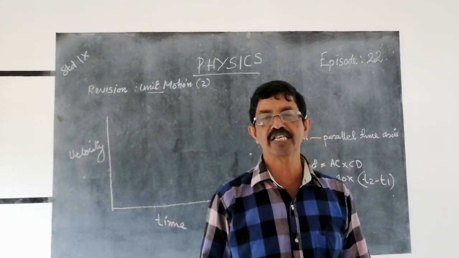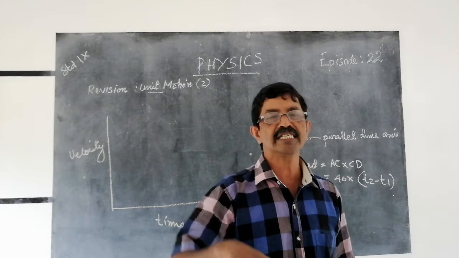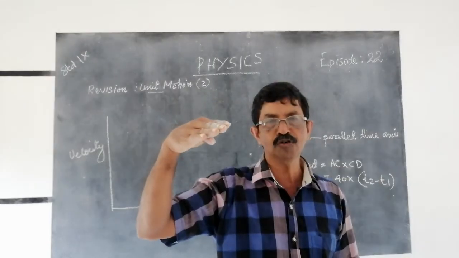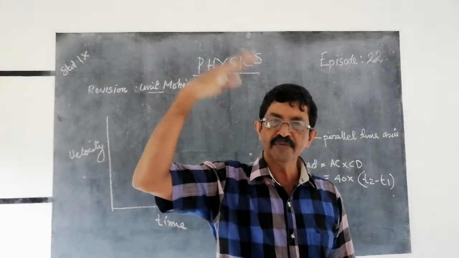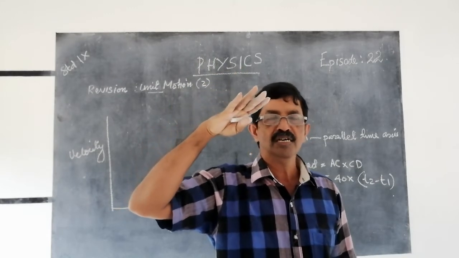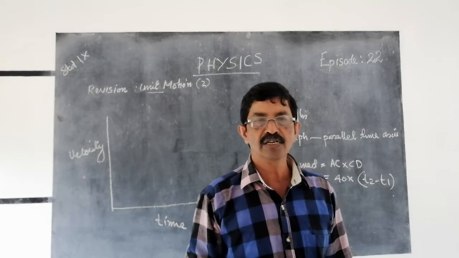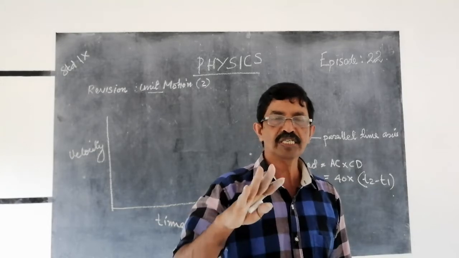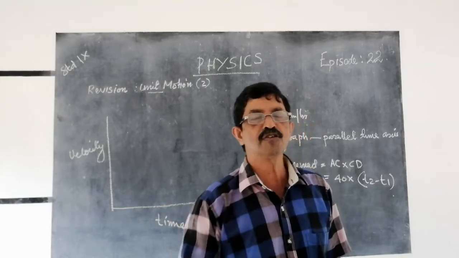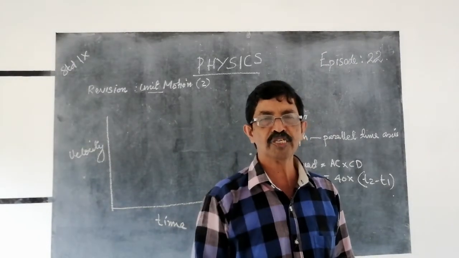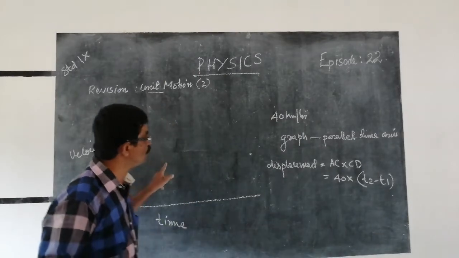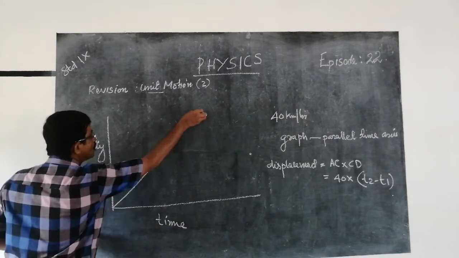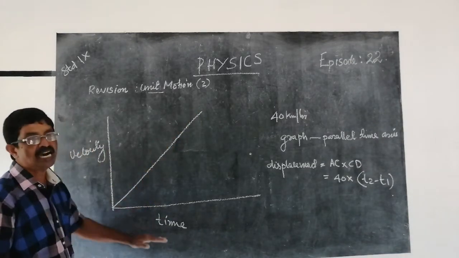Uniformly accelerated motion means its velocity is changing at the same rate. That means suppose in the first second its velocity increases by some amount, then again it will increase by the same amount. For example, when a body falls downward under free fall, it is uniformly accelerated. That means after every second its velocity increases by 9.8 meter per second. So in the case of a uniformly accelerated motion, if we draw the graph, we get a graph like this with velocity and time.